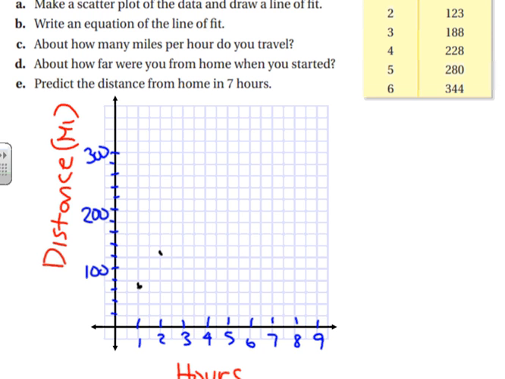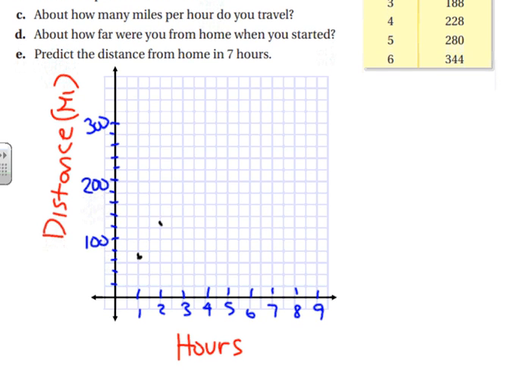3 hours would be about 188. So we'll go up about there. 4 hours would be 228. So we'll go up to 200, roughly there. 5 hours would be 280. And then 6 hours would be 344, so a little bit higher than that.